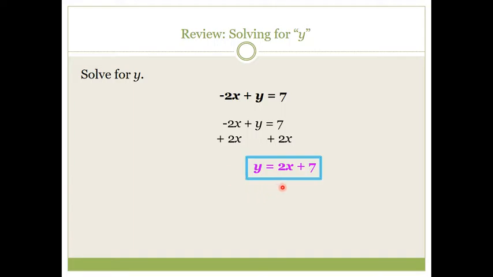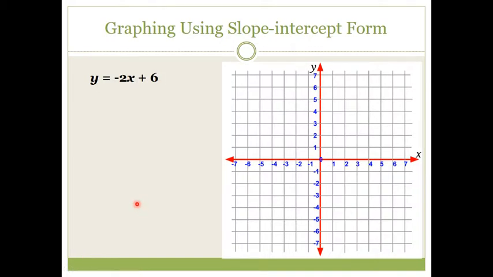In this case, if I asked you what the slope was, you would say 2. And if I asked what the y-intercept was, it's 7. If I wanted the point where that y-intercept is, then you would say (0, 7). So let's go ahead and graph that.